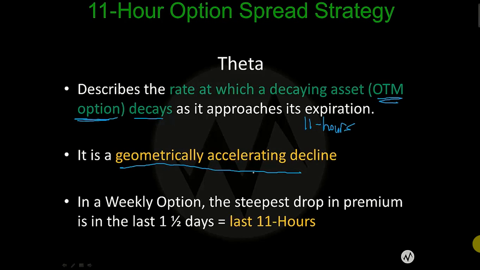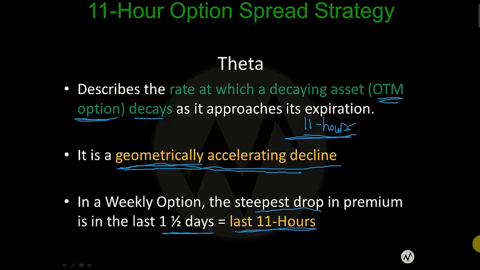This option has been decaying since it was created. But when it approaches zero on a weekly chart, it's really what we call a geometrically accelerating decline. It's like exponential, but going down. In a weekly option, the steepest drop in premium is in the last 1.5 days. That is the last 11 hours. So you can basically break this down into 3 different periods: 1/2 day, 1/2 day, 1/2 day. That creates the last 11 hours.